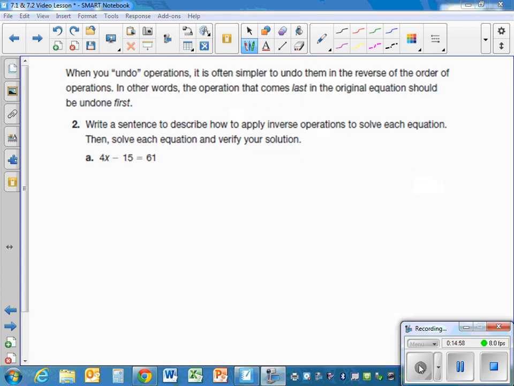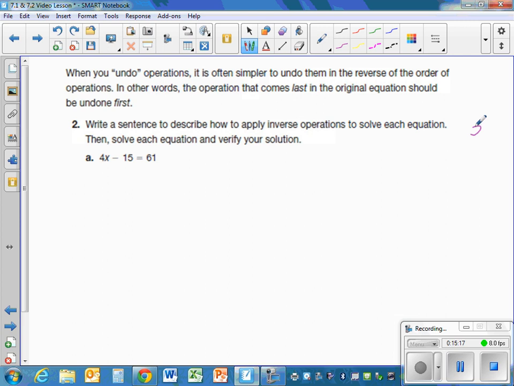All right, this is the last example I'm going to do for you tonight, and then I'm going to let you off onto your own. Before number 2, it says, when you undo operations, it is often simpler to undo them in the reverse order of the order of operations. Or in other words, the operation that comes last in the original equation should be undone first.